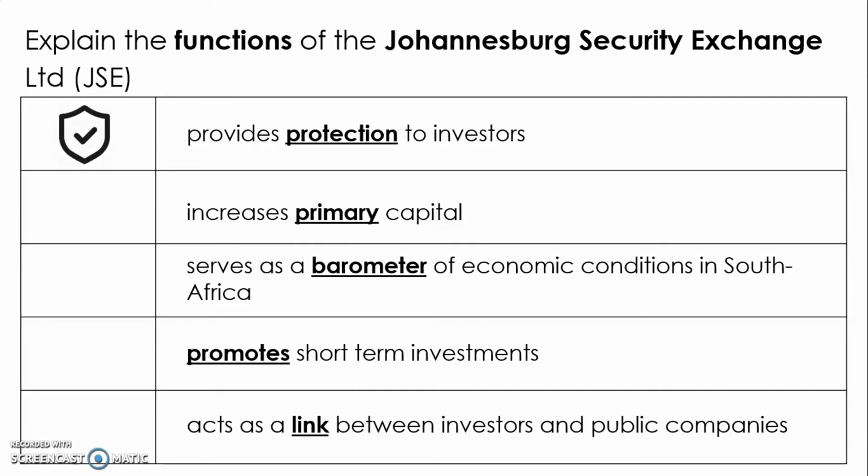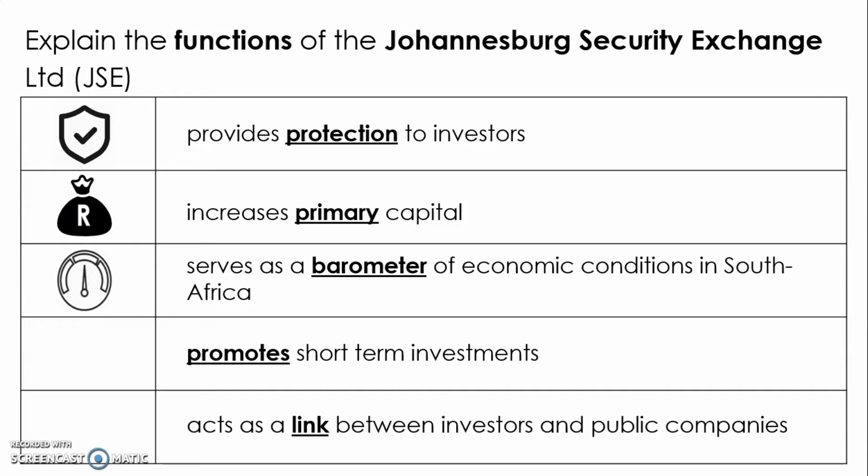Our first image is a shield, and this reminds me of war and how the warriors would protect themselves while fighting. It also reminds me of a very famous roll-on brand. Our second image is a bag of money with the letter R within it. This reminds us that the JSE helps or increases primary capital for both businesses and investors, or raises primary capital for businesses and investors.